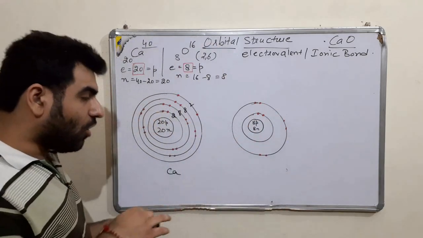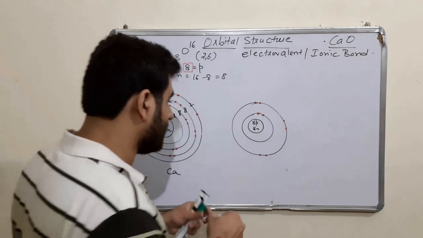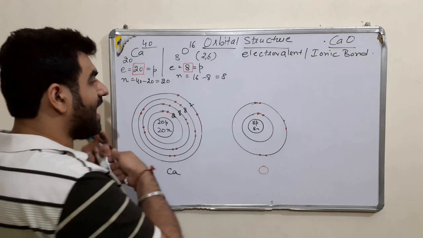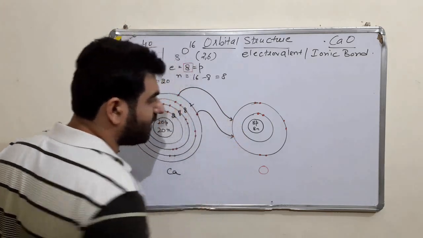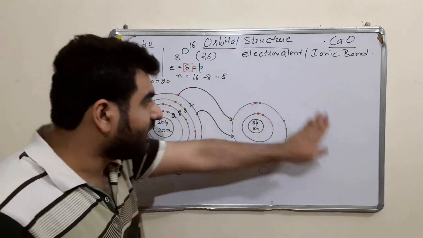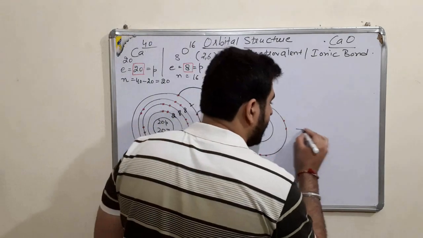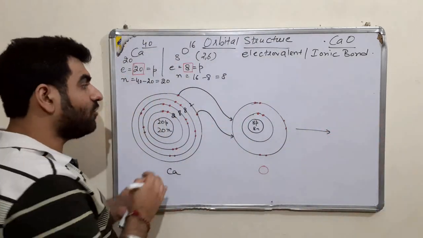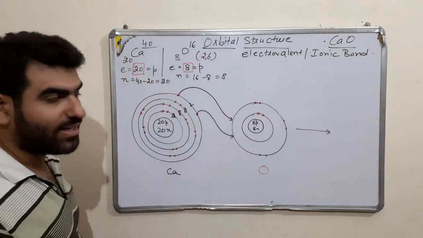Now, what is going to happen? One is metal, the other is non-metal, this is oxygen. So there will be transfer of electrons. These two electrons will be transferred to oxygen. Now, after drawing these, you will have to draw the entire structure again to show the positive charge and the negative charge.